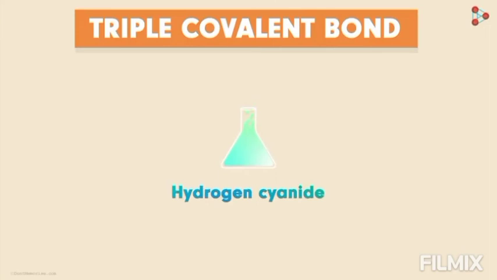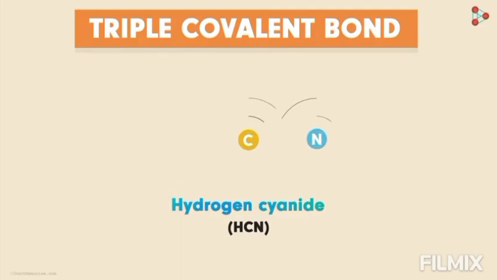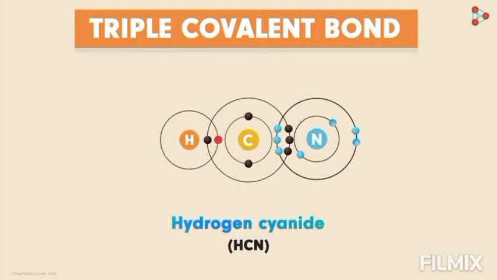Now we can look at the triple covalent bond. For example, we can take hydrogen cyanide. This is a poisonous chemical that has been used in laboratories for various experiments. Hydrogen cyanide is an example of a triple covalent bond, and its chemical formula is HCN. One carbon atom combines with hydrogen and nitrogen. Nitrogen has a valency 5 and needs 3 more electrons to complete its octet, so it will share 3 electrons with the carbon.